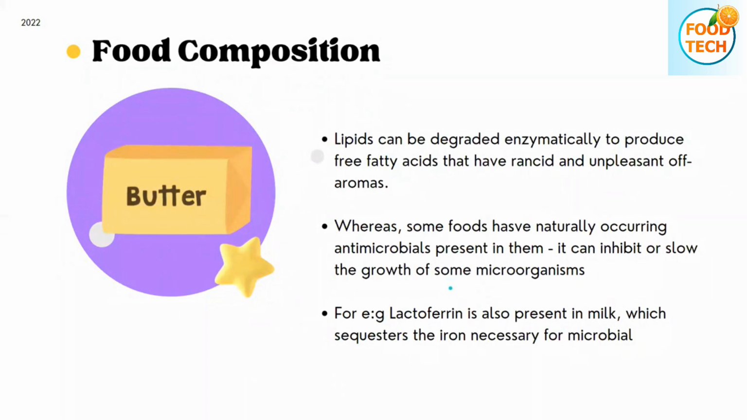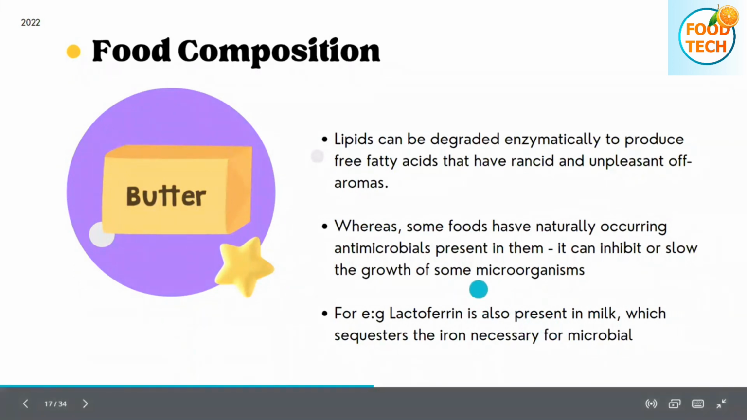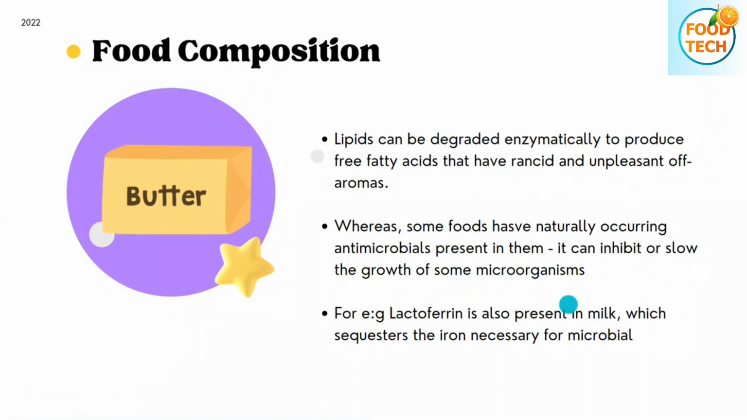As you know, iron, magnesium, and zinc are important minerals which are essential for microbial growth. What lactoferrin does is it goes and binds to the iron. So this iron is now not available for the microbes to consume. If the iron is bound by lactoferrin, the microbes cannot survive, because iron is very essential for their survival. Similarly, the majority of foods have their own mechanism to protect themselves.